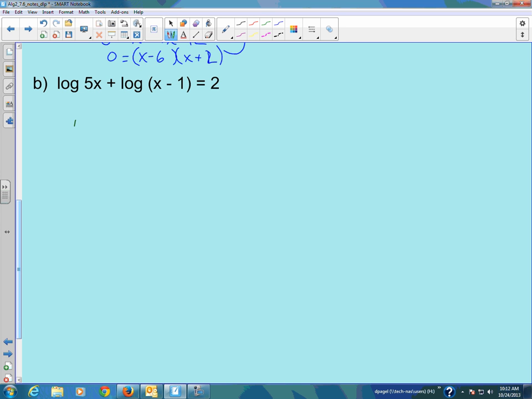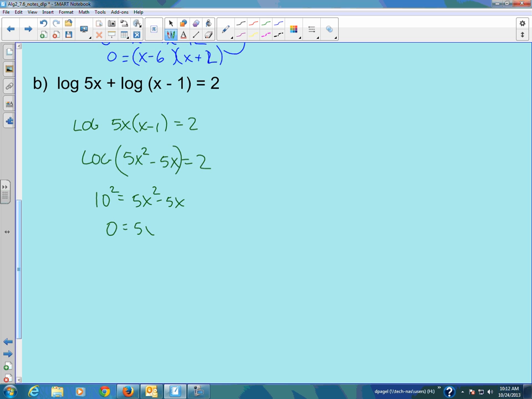Let's do the same thing here. Log, these are base 10s. 5x times x minus 1. So I get log of 5x squared minus 5x equals 2. 10 squared equals 5x squared minus 5x.